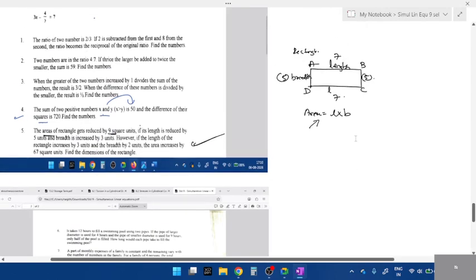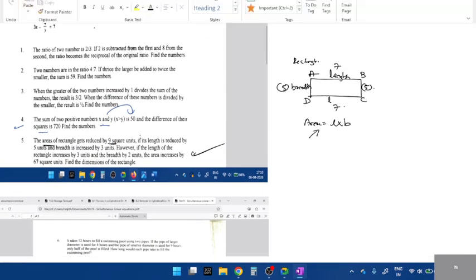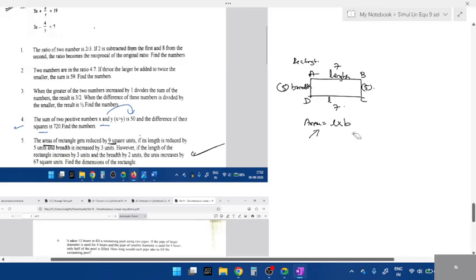Okay, now opposite sides I told are all equal, students. You can take L and B, length and breadth. If not, we'll take X and Y. Okay, let us take X and Y and solve.